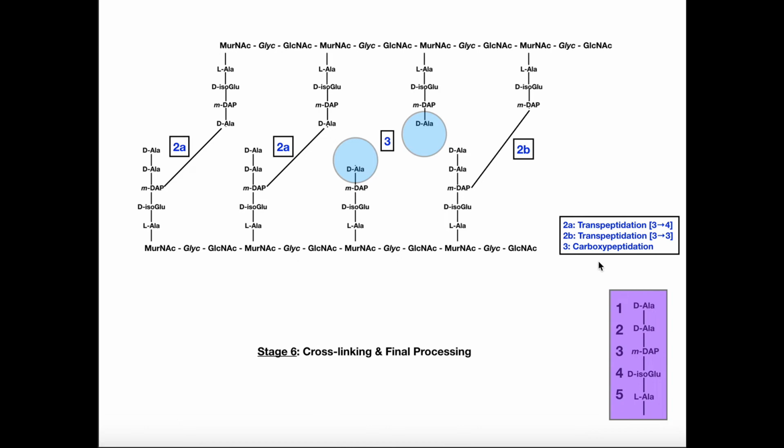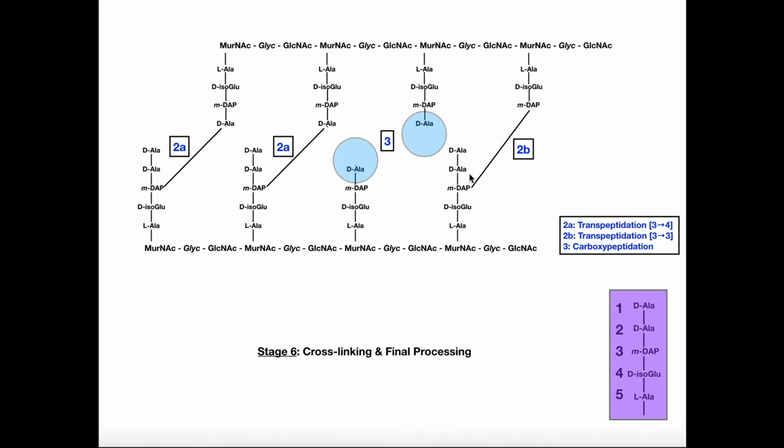Okay, the first type of cross-linking we can have, I'm representing it by 2A here, that's transpeptidation, and I have this 3 to 4 here. What that means is that we're going to link the 3rd amino acid in the chain to the 4th amino acid in the other chain. So for example, mesodiaminopimelic acid is amino acid 3, but right here, this D-alanine would be amino acid 4. And so if I link these two, that would be a transpeptidation, and it would be a 3 to 4 transpeptidation. So hopefully that makes sense. Here's another transpeptidation that's in a 3 to 4 fashion.